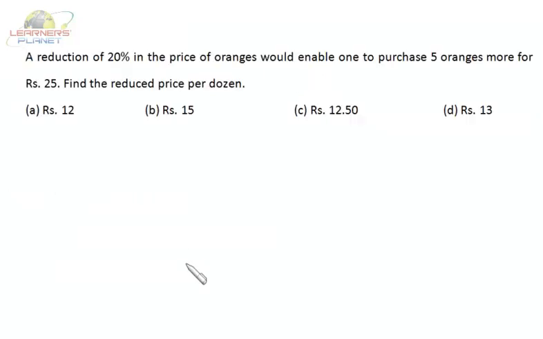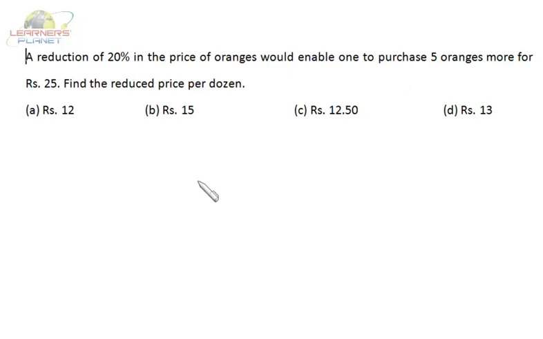Now let's see this question. A reduction of 20% in the price of oranges would enable one to purchase 5 oranges more for rupees 25. We have to find out the reduced price of oranges per dozen. Now friends, what is 20%? It's 1 by 5. Friends, this is a game of fractions. We must be clear about fraction to percentage and percentage to fraction conversion.